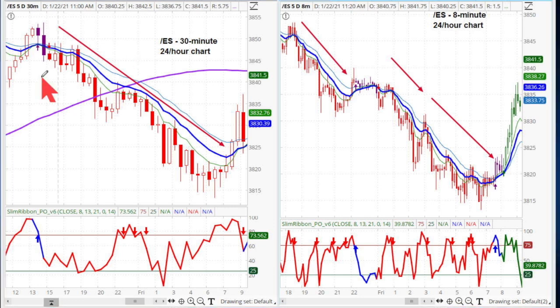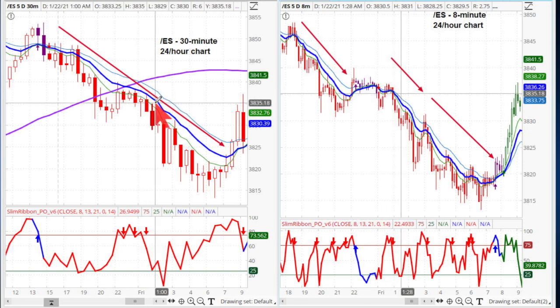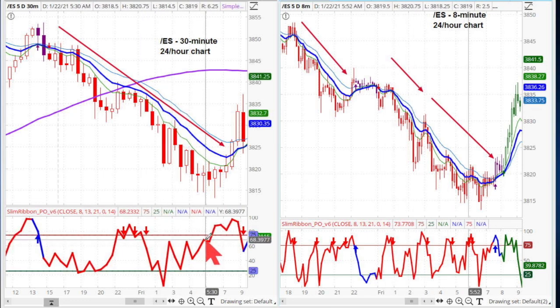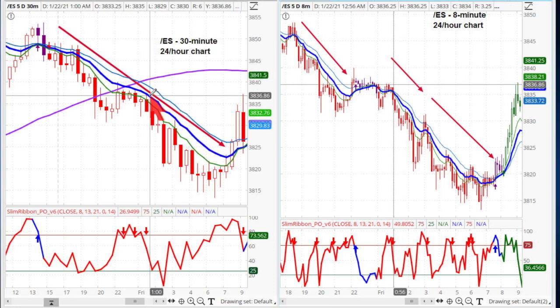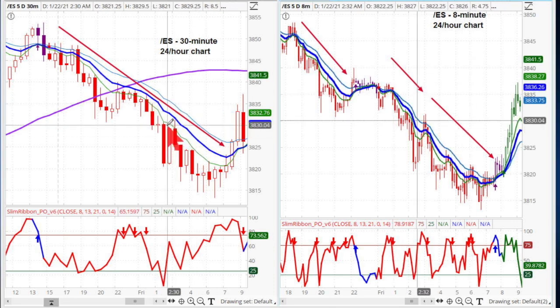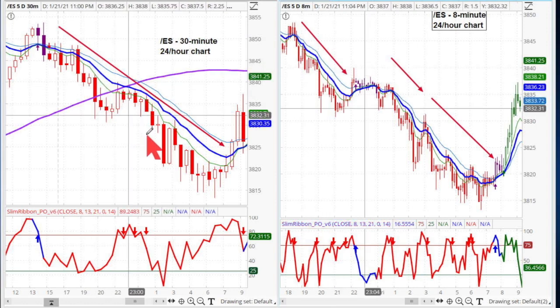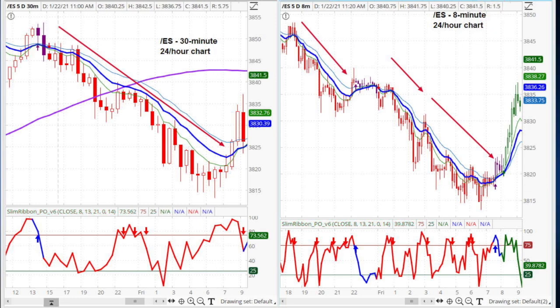Again, this is the slim ribbon. You can use it on Thinkorswim. All you have to do is go to our site and download it for free. The slim ribbon PO is a proprietary indicator that is only for our level 4 members. So if you don't have Thinkorswim, just use an 8, 13, and 21 EMA to create the ribbon, and then you can pretty much see it the same way. It's just that the coding in here also colors the bars, as you can see right on here. And if we had volume bars, it would be coloring the volume bars also.